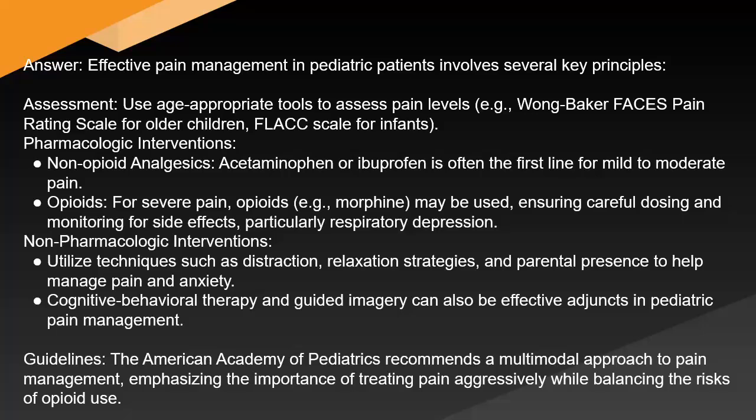Opioids: for severe pain, opioids, e.g., morphine, may be used, ensuring careful dosing and monitoring for side effects, particularly respiratory depression. Non-pharmacologic interventions: utilize techniques such as distraction, relaxation strategies, and parental presence to help manage pain and anxiety. Cognitive behavioral therapy and guided imagery can also be effective adjuncts in pediatric pain management. Guidelines: the American Academy of Pediatrics recommends a multimodal approach to pain management, emphasizing the importance of treating pain aggressively while balancing the risks of opioid use.